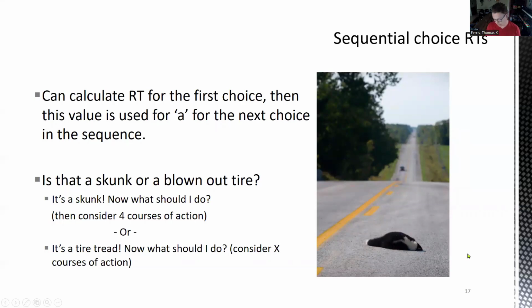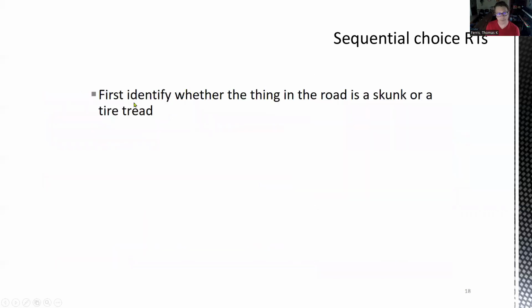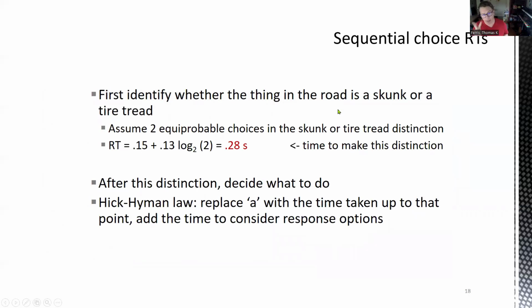All right, so what we do then is we calculate the reaction time just to realizing what the thing is. Is it a skunk or a tire tread? Okay, 2 equiprobable choices, let's say. And so when we do that, we have 1 yes or no question. We have 1 bit of information. We plug that into our Hick-Hyman Law equation using the same constants. And now I get 0.28 seconds.